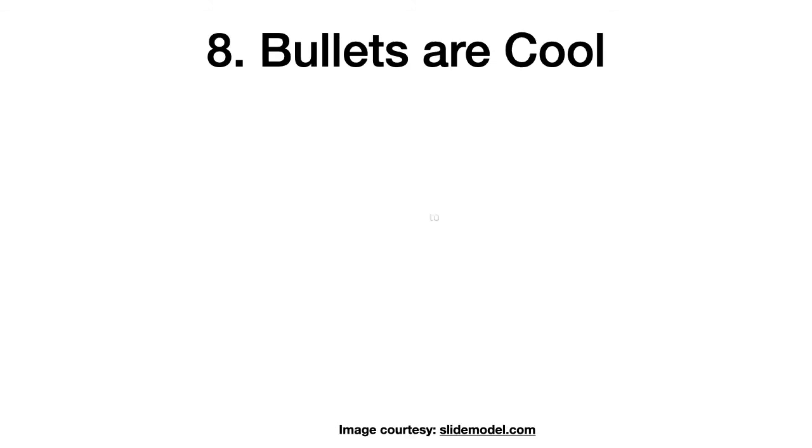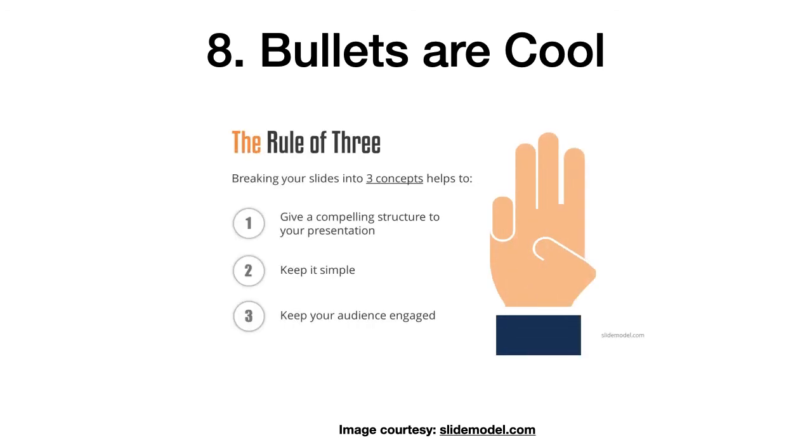A simple version of doing this is to have bullets. See, bullets are cool. You can just have two, three, four bullets, talk about a particular concept, use particular images, and that is sufficient to get your message across.